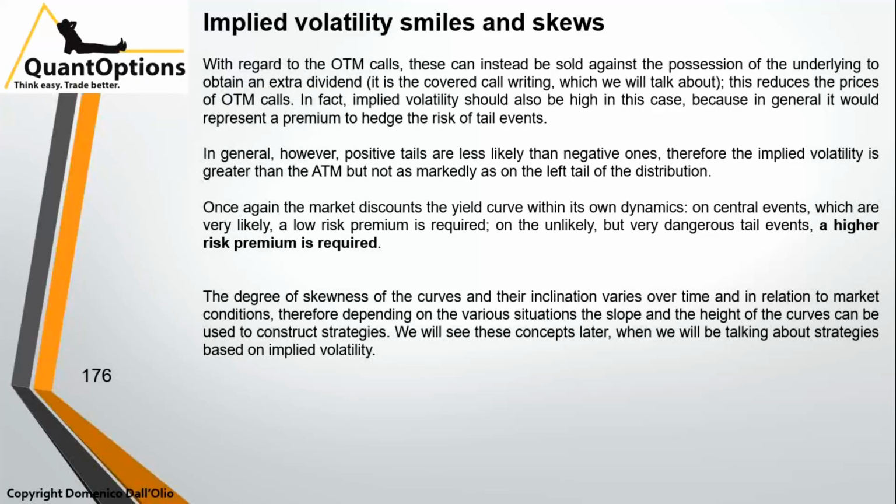Once again, the market discounts the yield curve within its own dynamics. On central events, which are very likely, a low risk premium is required. On the unlikely but very dangerous tail events, a higher risk premium is required. The degree of skewness of the curves and their inclination varies over time and in relation to market conditions. Therefore, depending on the various situations, the slope and the height of the curves can be used to construct strategies. We will see these concepts later when we will be talking about strategies based on implied volatility.